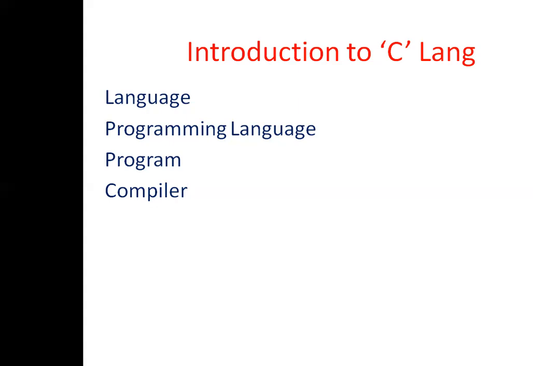Then whatever the program we are saying may be written in any language like C, Java or C++. That program can be of two types: source code or object code.